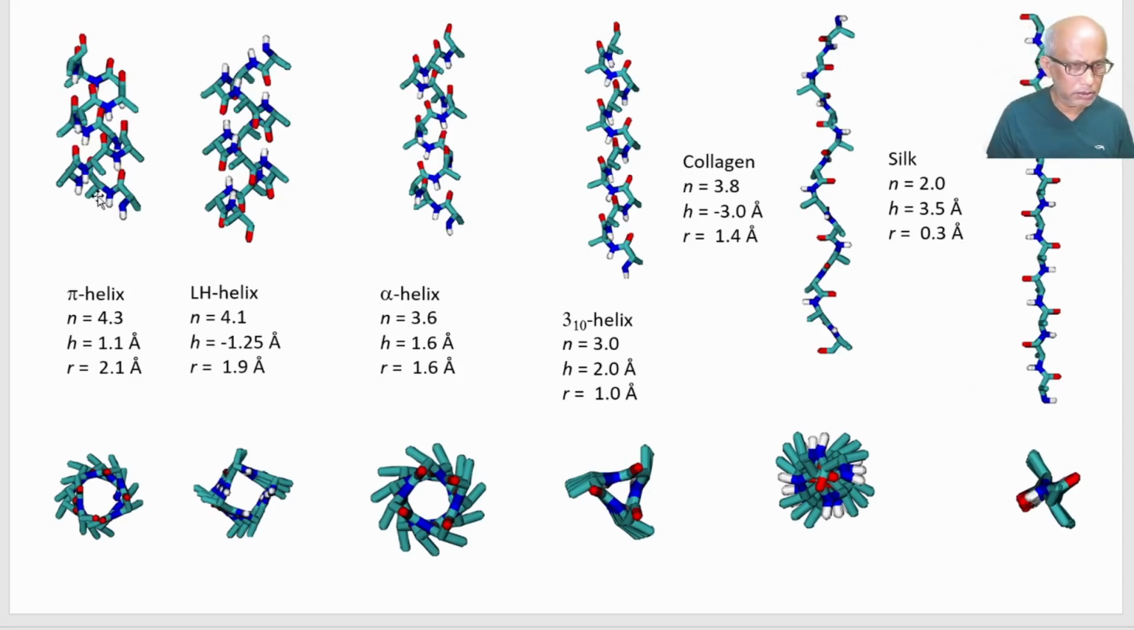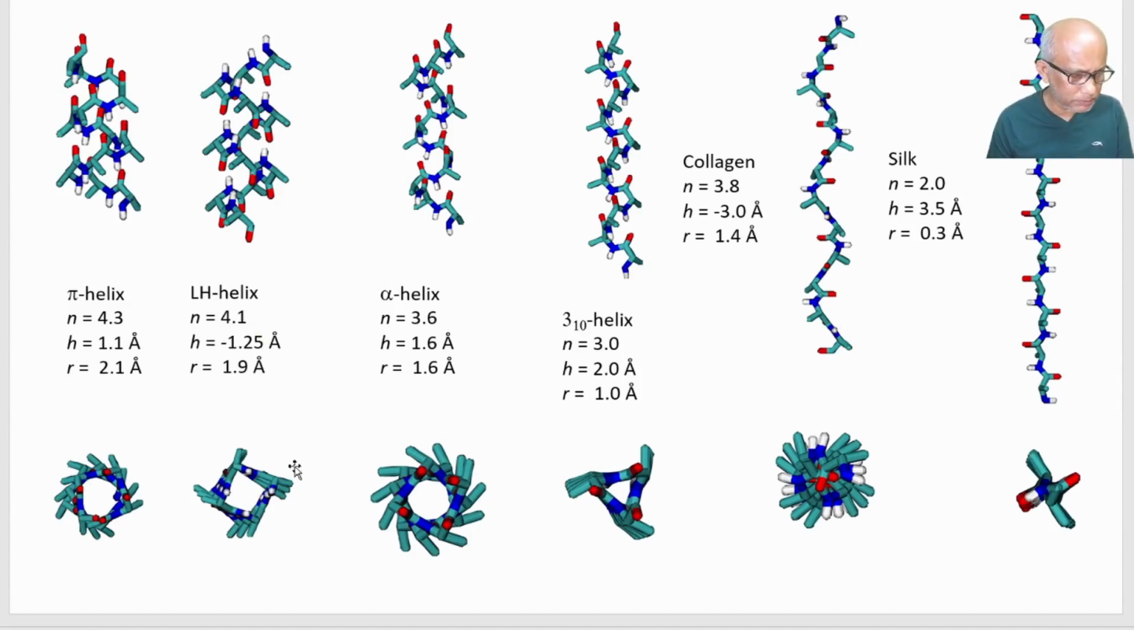So while pi is the thickest of the real fat helices, with R about 2 angstrom, the silk fibroin is stretched absolutely thin, and R is only about 0.3 angstrom. What is interesting is that some of these helices, for example the collagen and the so-called left-handed helix, have a left-handed screw sense, while the others have a right-handed screw sense.